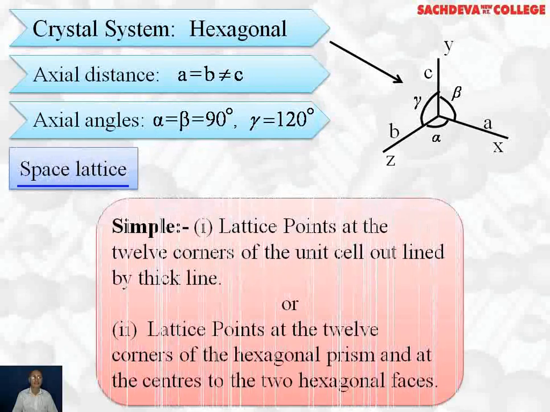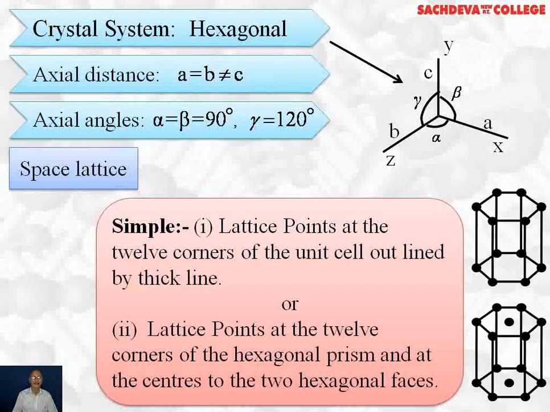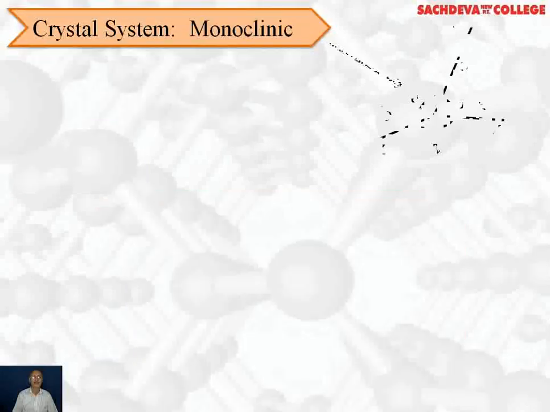Space lattice, there can be simple cubic in which lattice points are on the 12 corners of the unit cell, outlined by thick line as shown in the diagram. Or lattice points are at the 12 corners of the hexagonal prism and at the centers of the two hexagonal faces. Next crystal system is monoclinic.